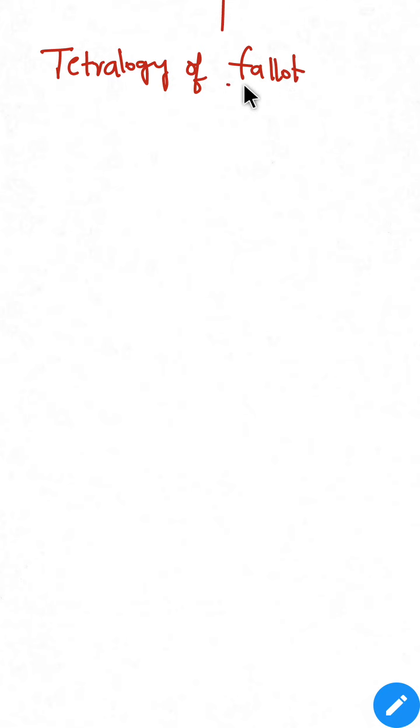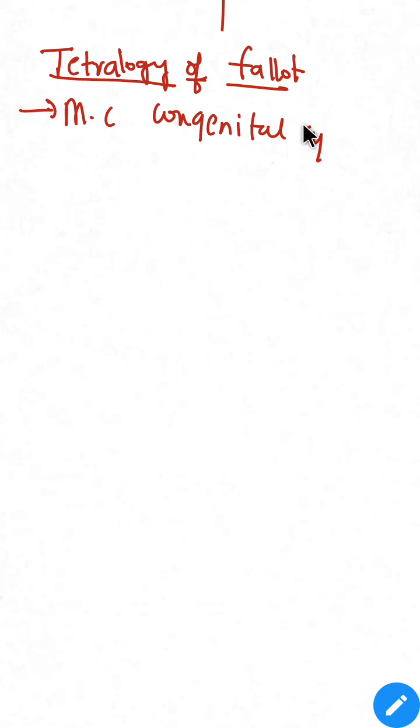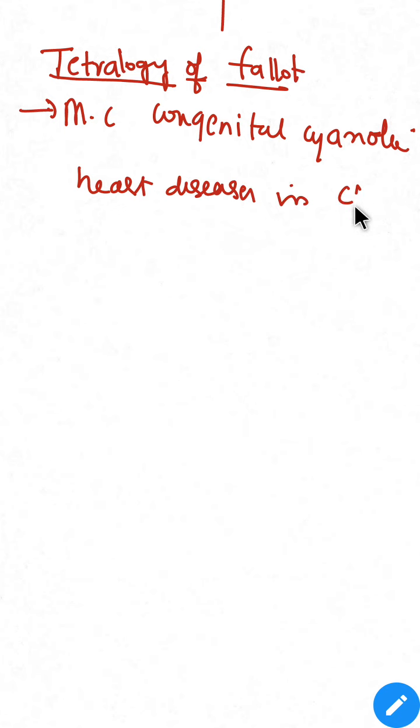Let us discuss tetralogy of Fallot. This is the most common congenital cyanotic heart disease in children.